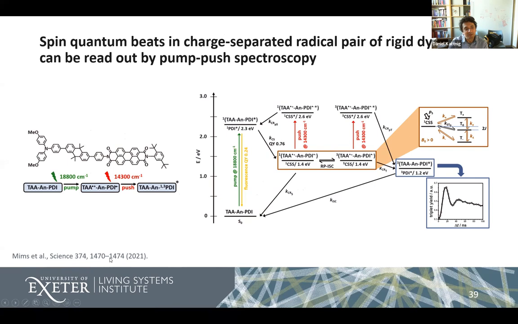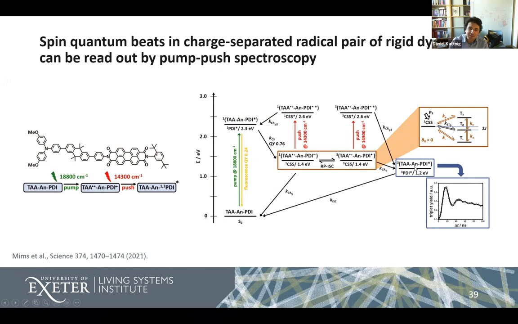Now, since the 80s, this has not in fact been seen very often until very recently, where a group in Germany, Professor Lambert and co-workers, have shown a method of how to reveal these quantum beats also in a complex dyadic system that undergoes some kind of photophysics. So here, what they've introduced is the pump-push spectroscopy, where the system is photo-excited, converts into a radical pair state, and would then eventually either recombine or form the triplet state.